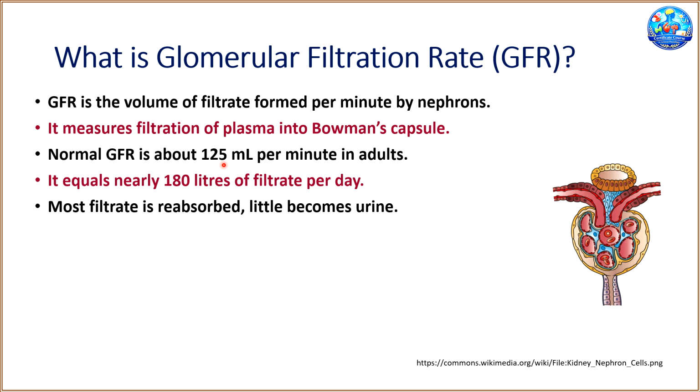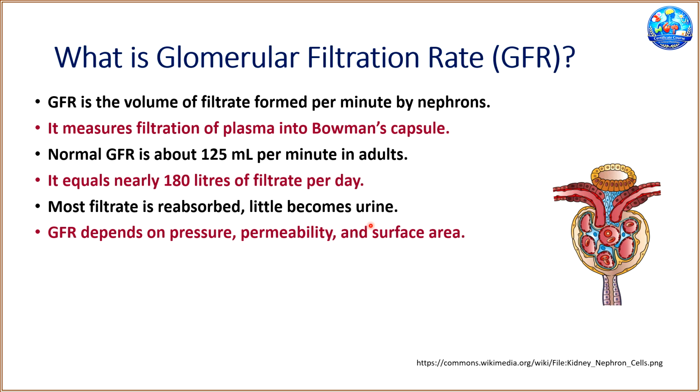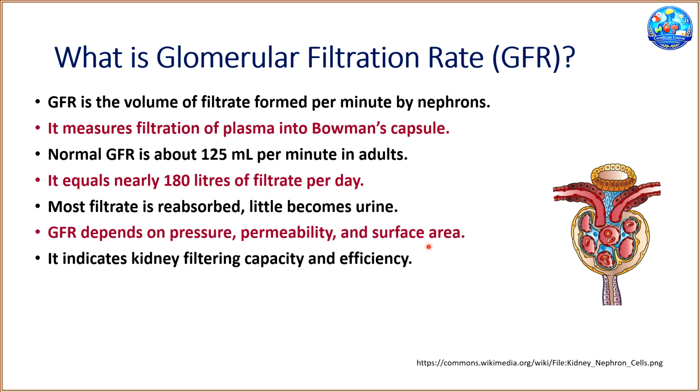But the amount of urine that we excrete is very less. So most of it is reabsorbed and very little of it becomes urine. The glomerular filtration rate depends upon factors like the pressure that is exerted here, the permeability of the membranes, and even the surface area. This is the determination of GFR. It indicates how the kidney is functioning, that is, the kidney's filtering capacity and even efficiency.